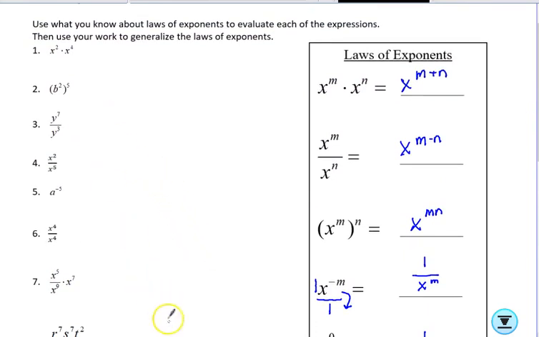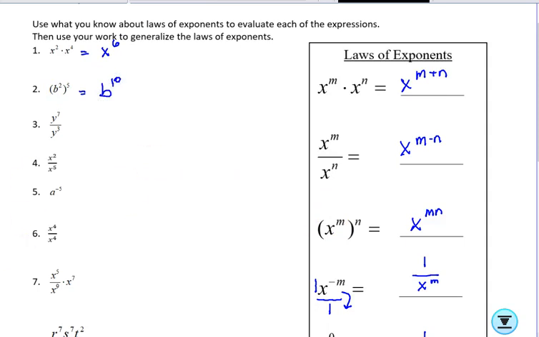So pause the video, try number 1. We have the bases multiplied. Since the bases are multiplied, I can add my exponents. So 2 plus 4 is 6, so that's x to the 6. Okay, pause the video, try number 2. We have a power to a power, so we can multiply our exponents to simplify.